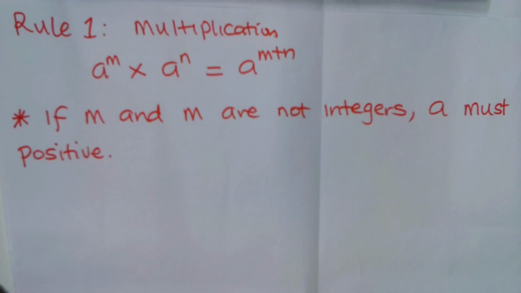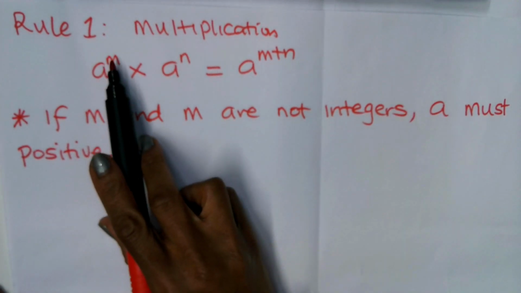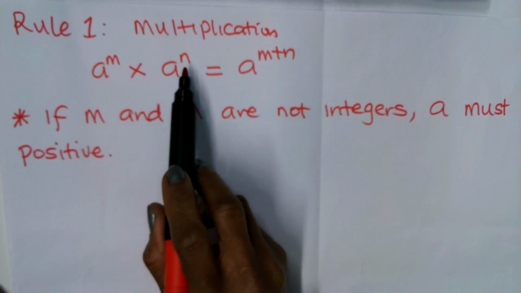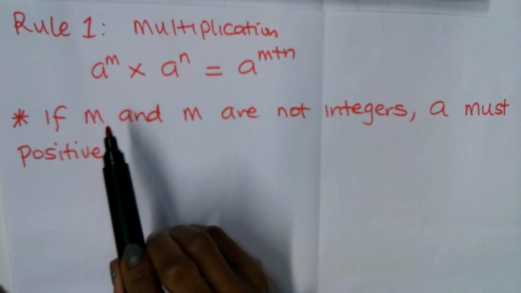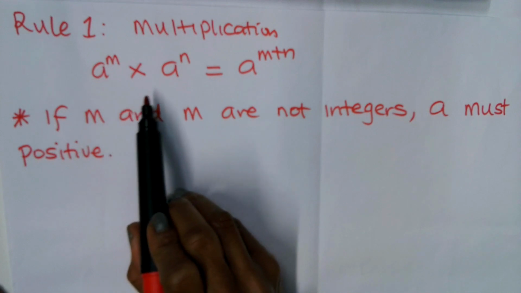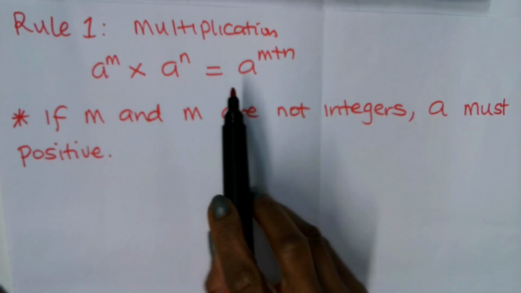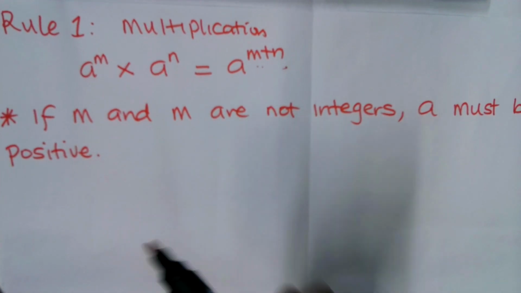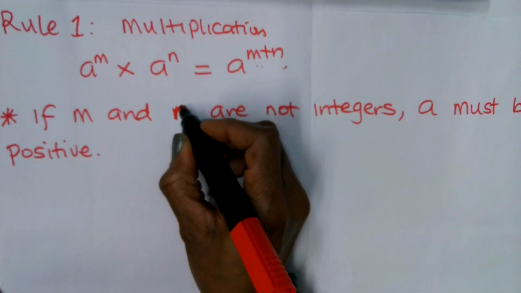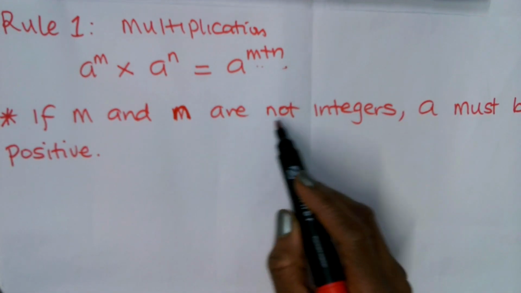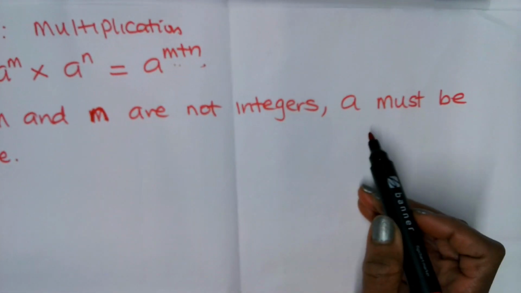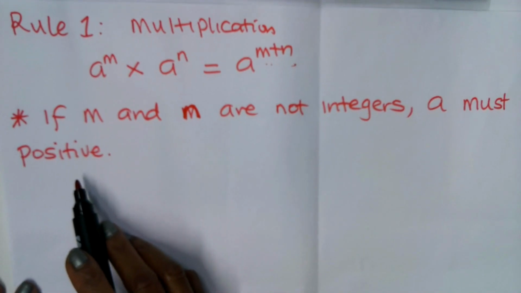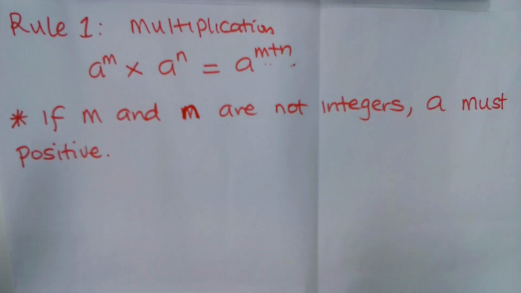The first rule we're going to talk about will be the rule of multiplication. So we've got a raised to the power m multiplied by a raised to the power n. So we keep the base the same and then add the powers. So we add the powers m plus n. Now if m and n are not integers, a must be positive. So we're going to do some examples.